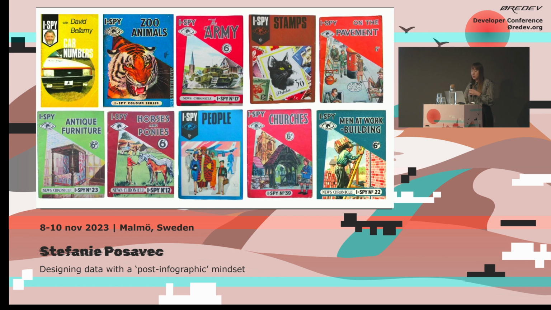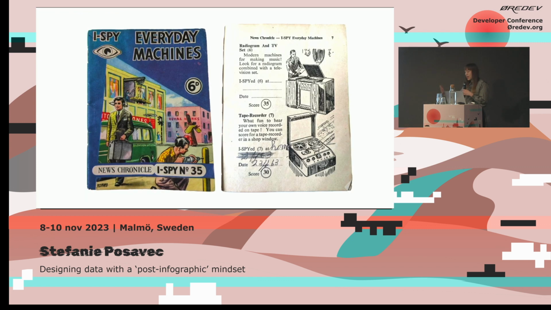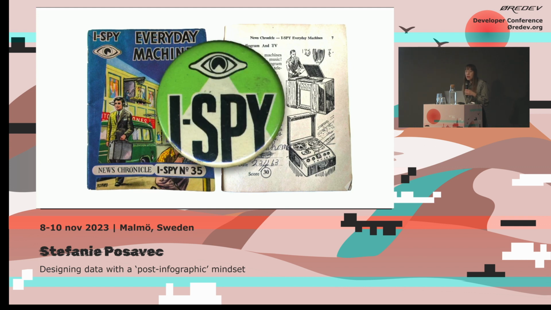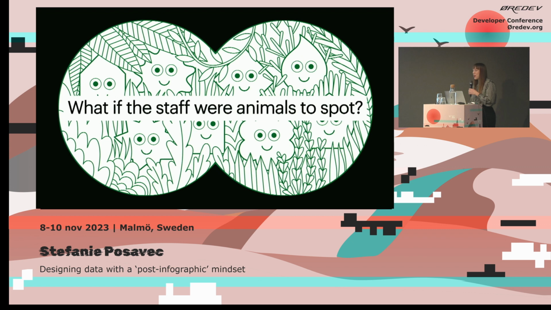But the way that it works is, for example, if you were collecting spots of everyday machines and spotted a tape recorder, which would be very difficult to do in 2023, you would receive 30 points. And then when you collected a certain amount of points, you'd win a badge or certificate. I always love stuff like spotting things.